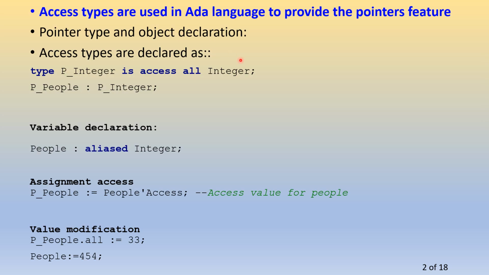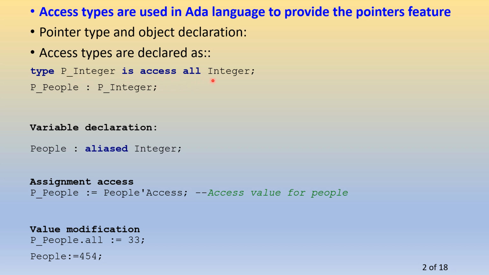Access types are used in Ada to provide the pointer features that we generally see in other languages like C. So the same feature is provided in Ada using access types. So how do you declare access types? Access types are declared using the type definition, which you generally see in the Ada language.